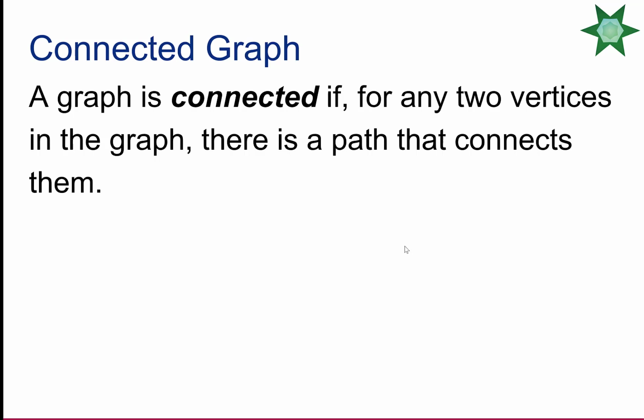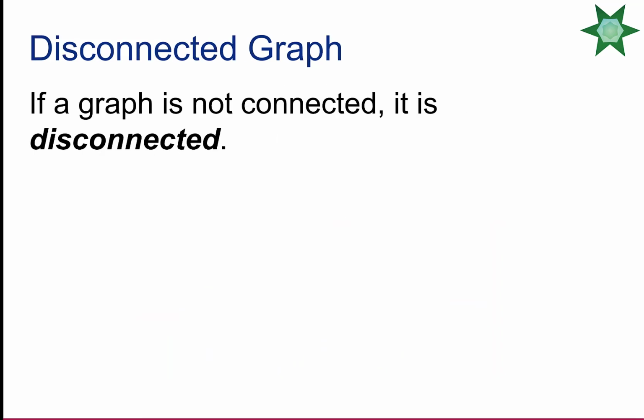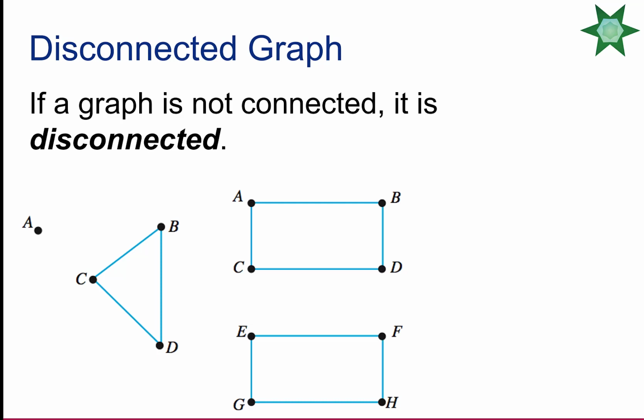A graph is connected if for any 2 vertices in the graph, there's a path that connects them. So if I pick any 2 vertices in this graph here, there is a way to get from one vertex to the other through 1 or more edges. A graph that is not connected is called disconnected. Here's a disconnected graph, here's another disconnected graph, and a third one.